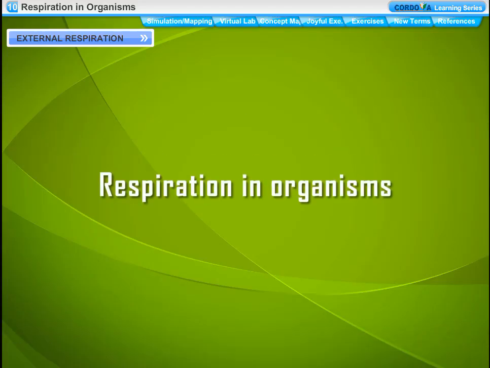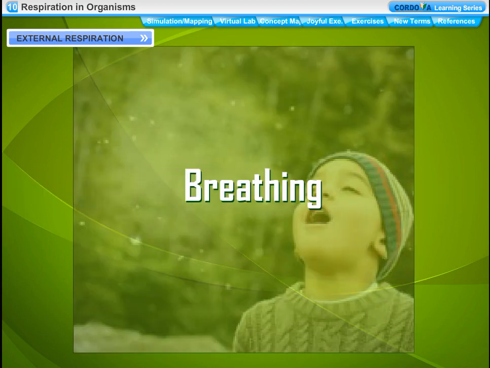Chapter 10. Respiration in organisms. Breathing. External respiration. We normally breathe air through our nose, or sometimes even through the mouth.